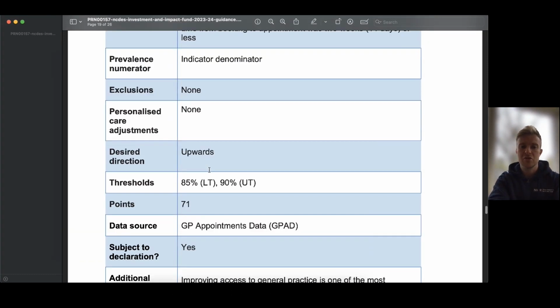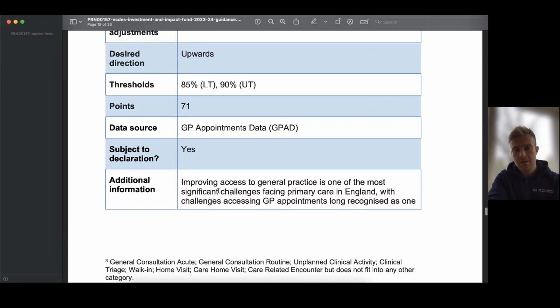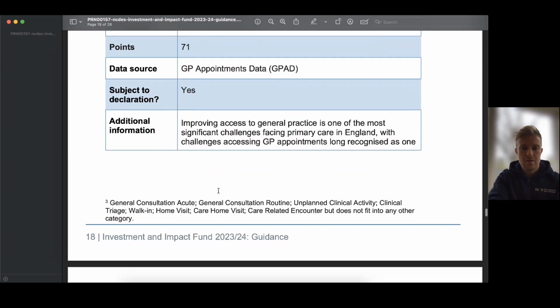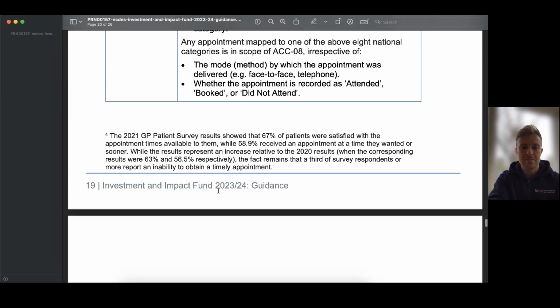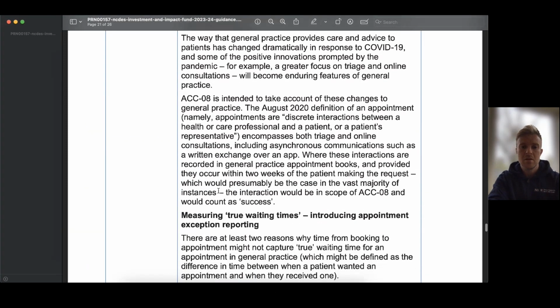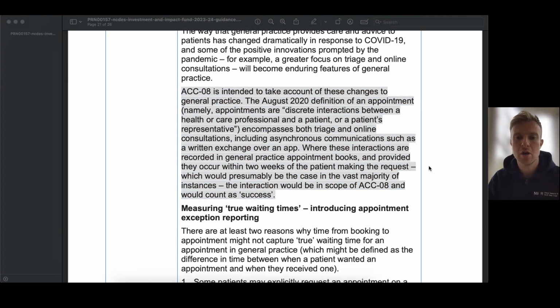And the first place that they've shown a target is of a lower threshold of 85%. So that's showing that 85% of patients need to be seen within 2 weeks, with an upper threshold of 90%, worth 71 points. They've clearly showed that their intention is to improve access to general practice. What they have said, and I'll highlight here, is that they believe that clinical triage counts towards that 2-week target.